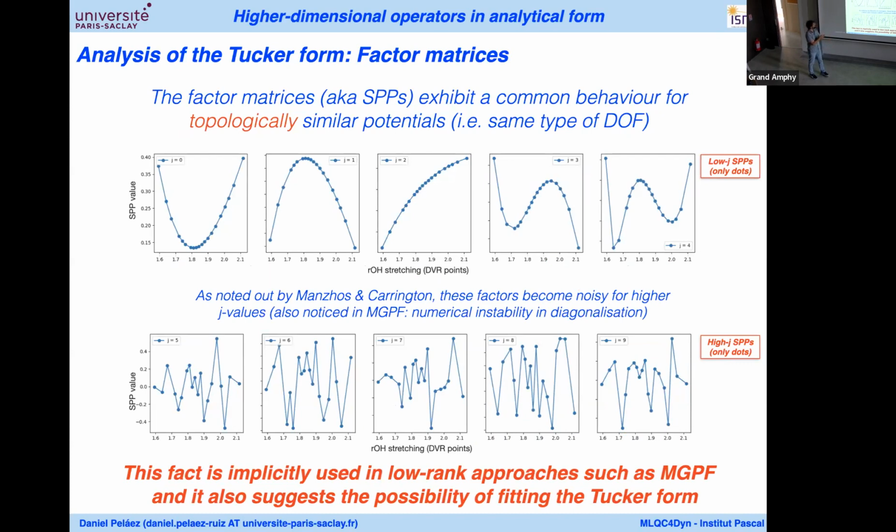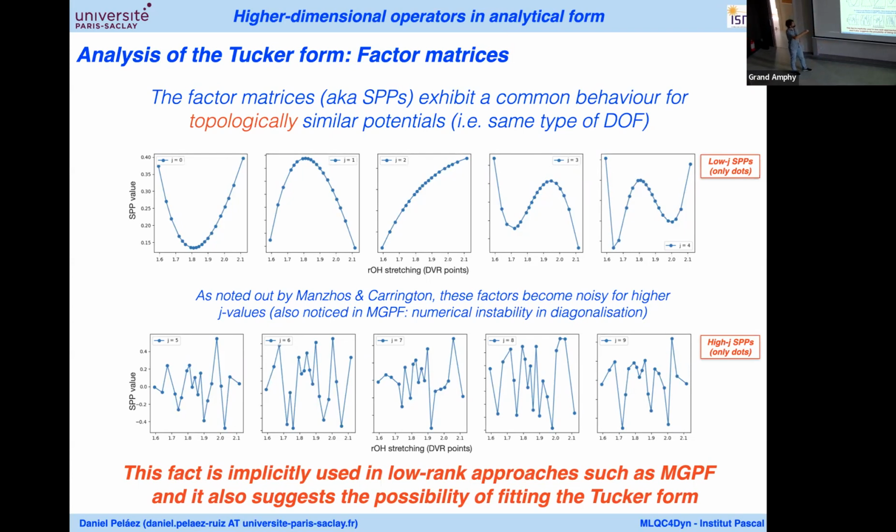What are those guys? These are the factor matrices. For each degree of freedom, you've got a factor matrix, and each column is like a basis set, a discrete basis set on the grid. Essentially here you've got the values of this discrete function, and this is a degree of freedom. In this case, this is OH stretching. The choice of the points is made automatically through the DVR scheme.